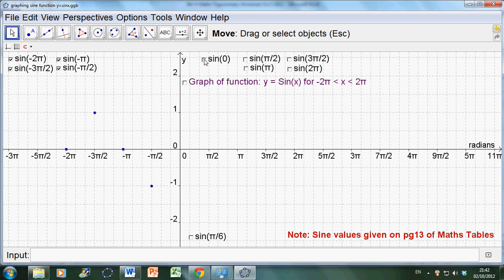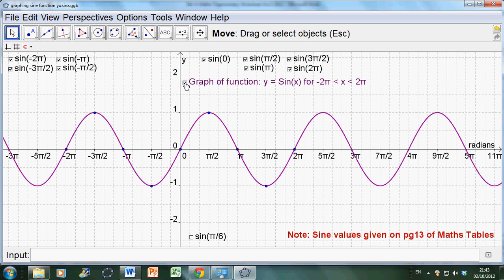Sine of 0 is the same as sine of 2 pi, sine of minus 2 pi. Moving on to the right, sine of pi over 2 is 1, sine of pi is 0, sine of 3 pi over 2 is minus 1, and sine of 2 pi is 0. So you can see the blue dot started at 0, returned to 0, down to minus 1, 0, 1, 0, minus 1, 0. If we sketch the line joining those up, a curve, you're actually plotting the graph of the function y equals sine x.